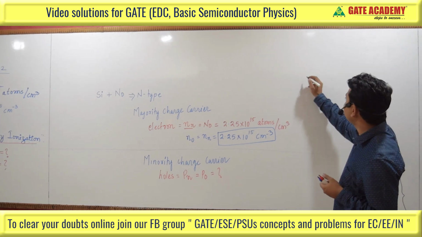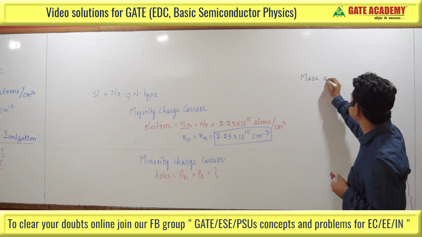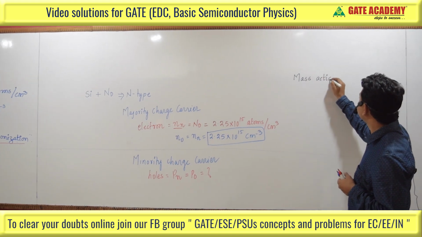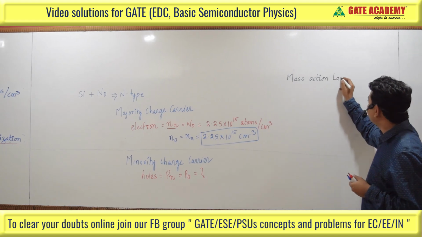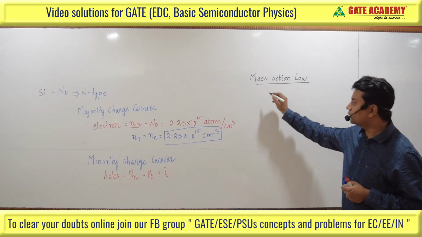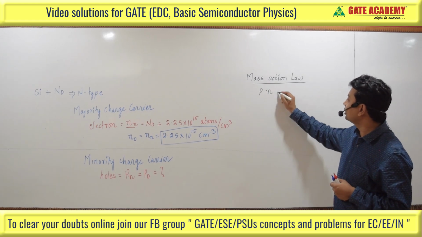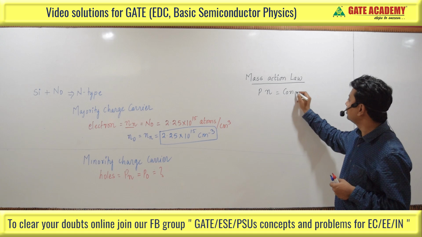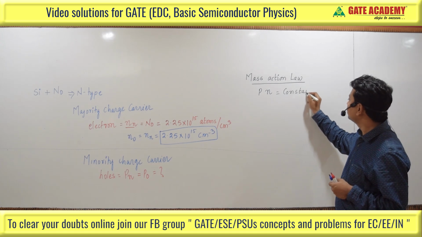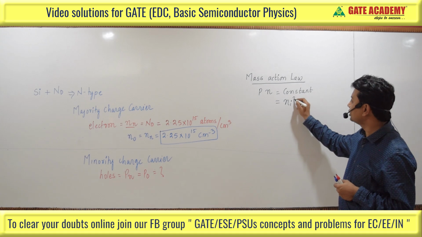For finding the minority charge carrier concentration, we can use the mass action law. What is the mass action law? The statement is that the product of holes and electrons in a semiconductor is constant, and this constant is nothing but the square of the intrinsic concentration.